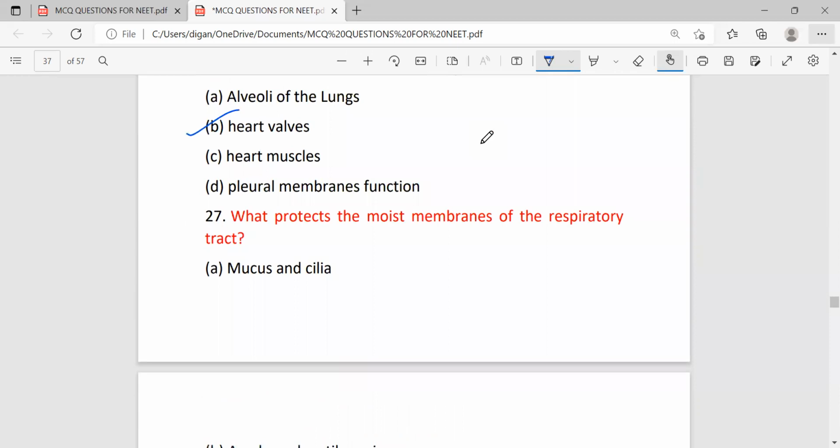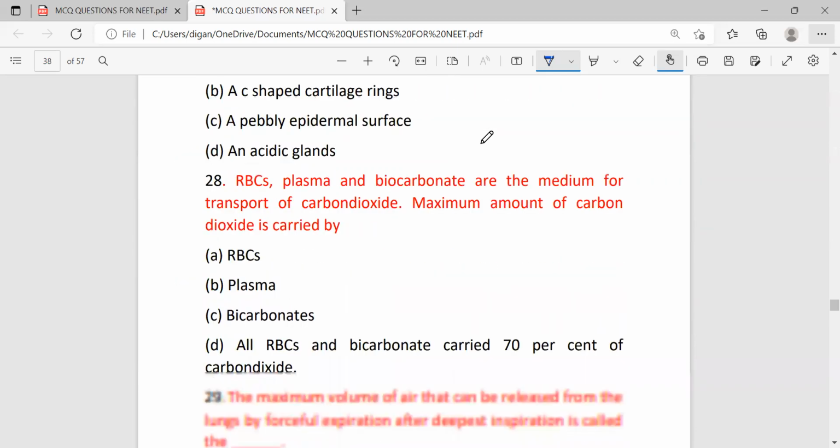What protects the moist membrane of the respiratory tract? And the correct option for 27 is A, that is mucus and cilia. RBCs, plasma and bicarbonates are the medium of transport of carbon dioxide. Maximum amount of carbon dioxide is carried by, for 28, option is C, bicarbonate.